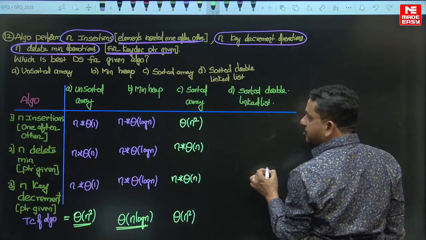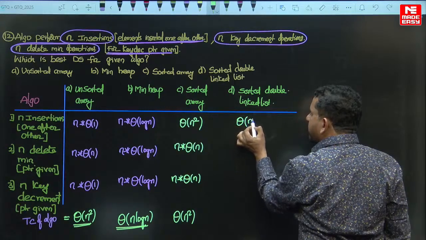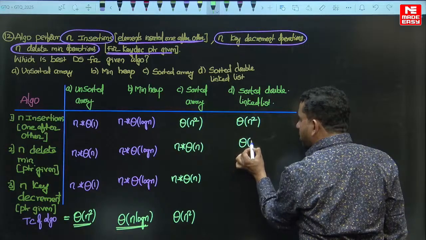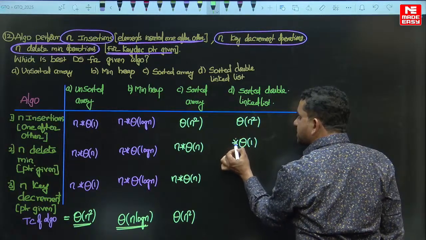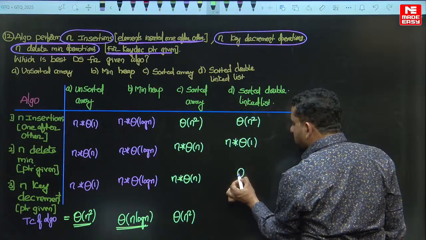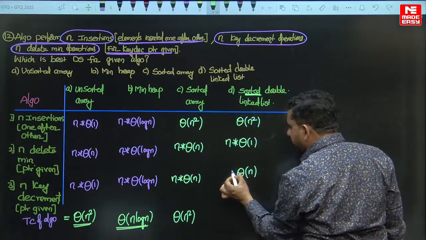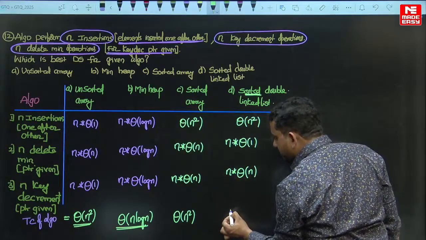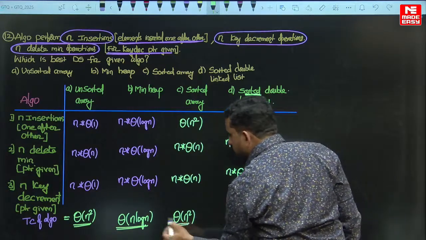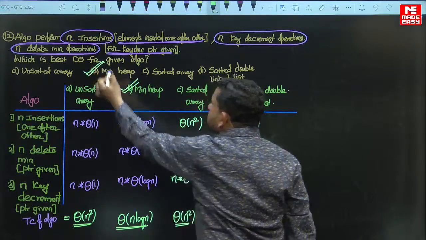Then sorted double linked list. The insertion one after another requires n square time for n insertions, and delete min is constant time for one delete min because the first element is the minimum element, so n deletions is order of n time. The key decrement is also n time for one key decrement because of the sorted double linked list, so n key decrements becomes n square. So the overall time complexity becomes n square. Then min heap is better, so min heap has less time complexity. So the answer to this question is option B.